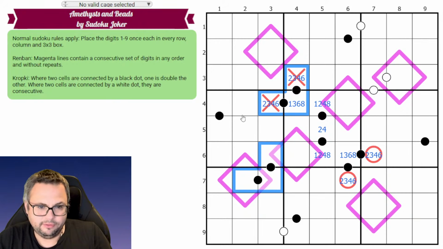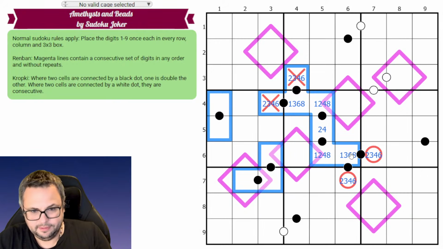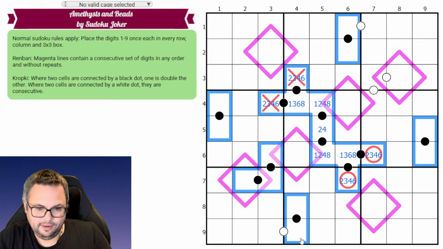Should I just mark off all the cells that aren't 5, 7, 9? That's maybe a good idea, right? All of these cells on black dots are not 5, 7, 9.